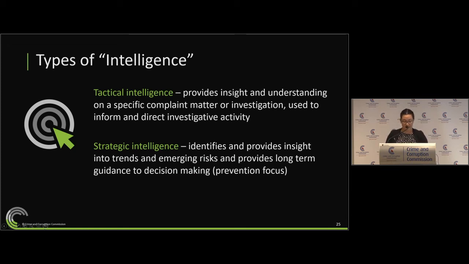Another way that intelligence is used is for a more strategic purpose, and that is where intel is used to identify and provide insight into trends and emerging risks and provide long-term guidance to decision-making. As you can see, the use of intelligence in a strategic way has more of a preventative focus and a predictive focus, whereas tactical intel is much more an investigative focus.